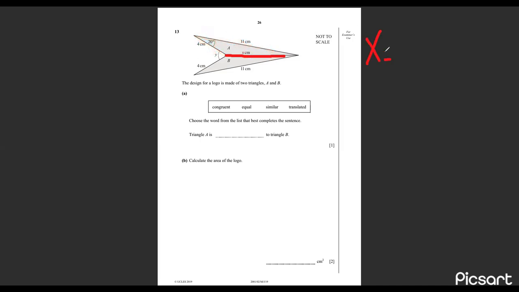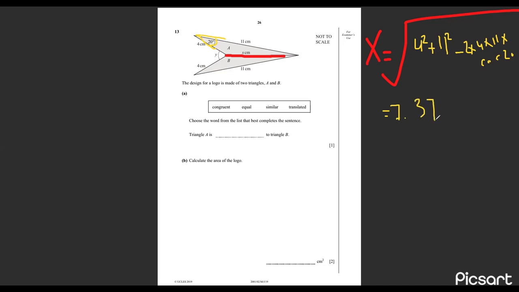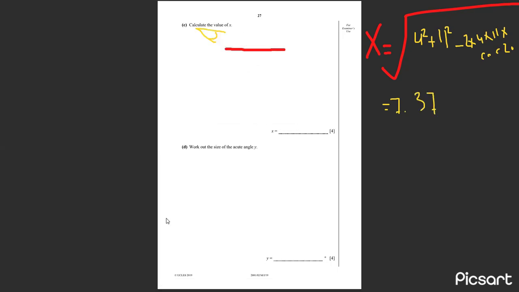So x here will be the square root of 4 squared plus 11 squared, minus, with the cosine of the in-between angle, 2 times 4 times 11 multiplied by cosine 20. All this on your calculator, you get a value of 7.37. The value of x approximated, and I prefer to write the whole number and the approximated.